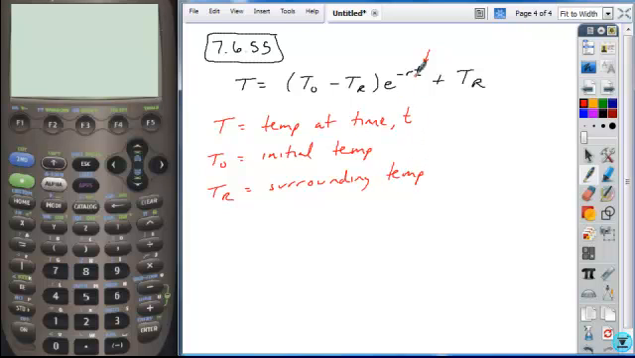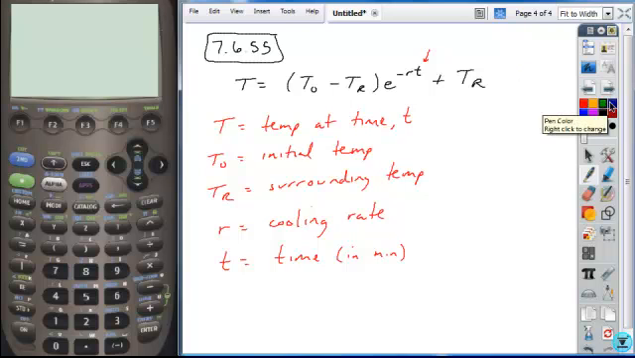Okay, E is the natural base. R is the cooling rate. Okay, t is the time, okay, and it's in minutes. And then finally, TR we already have. So this is all the information, kind of the legend of what the variables represent.